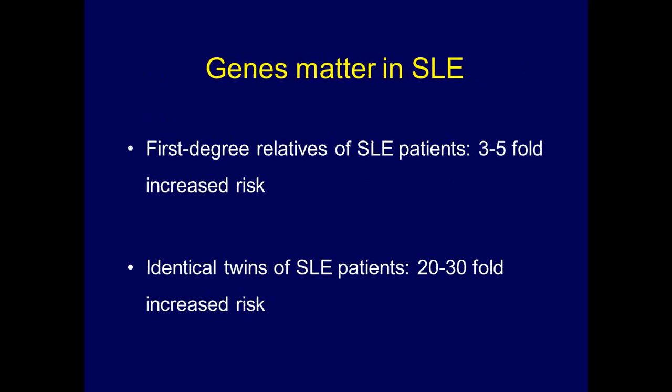Just to remind you, genes do matter in lupus. If you are a first-degree relative, a sibling or parent or child of a lupus patient, you bear about a 3 to 5-fold increased risk of developing the disease yourself at some point. If you are the identical twin of a patient with lupus, you have about a 20 to 30-fold increased risk of developing disease. So these observations strongly suggest that lupus is in part a heritable condition. Next slide.